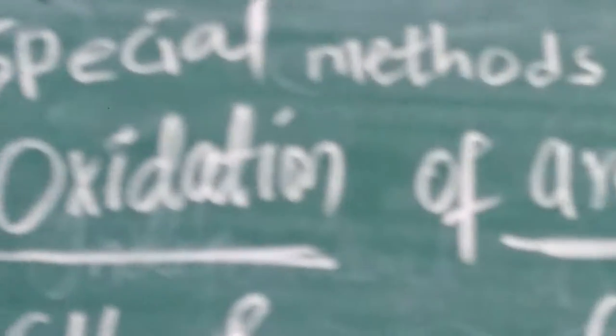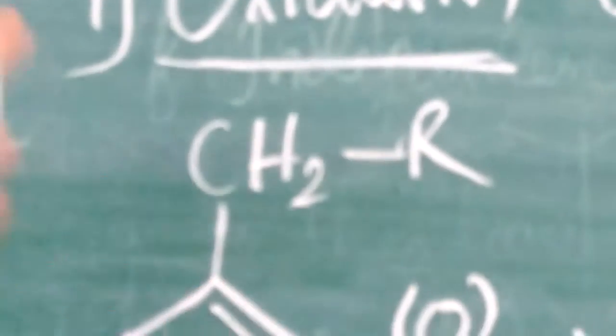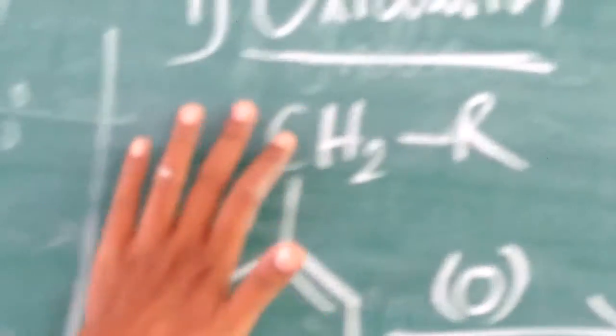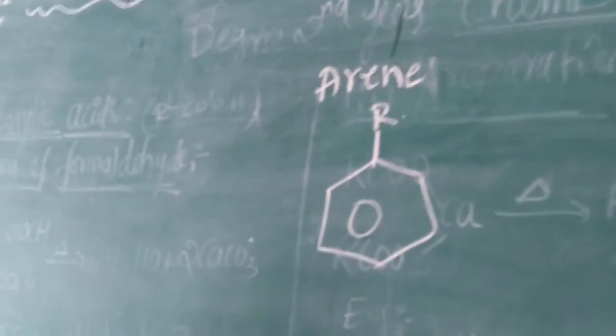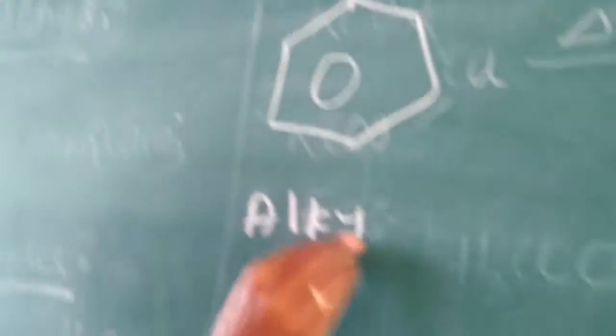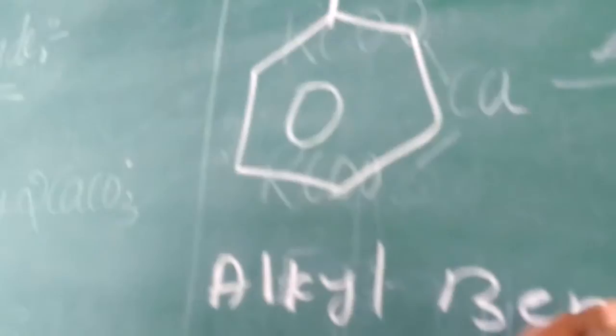So the next method, that is, special methods of preparation of aldehydes and ketones. So how to prepare aldehydes and ketones by using special methods? The first one is oxidation of arenes. See here, what is meant by arene? Arene means alkyl benzene. Alkyl benzene is known as arenes.